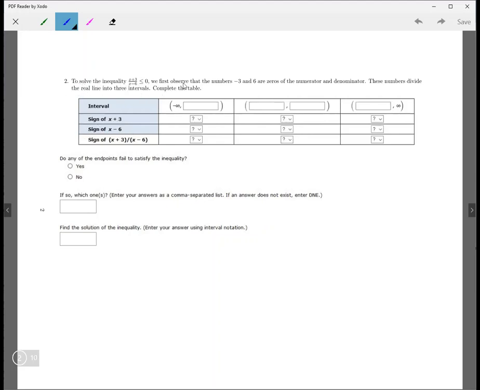To solve the inequality, we're supposed to observe negative 3 and 6. If you take the numerator and set that equal to 0, you get negative 3, and that's where that comes from. If you take the denominator and set that equal to 0, you get 6, and that's where that 6 comes from.